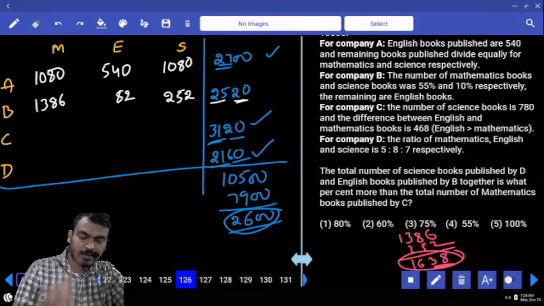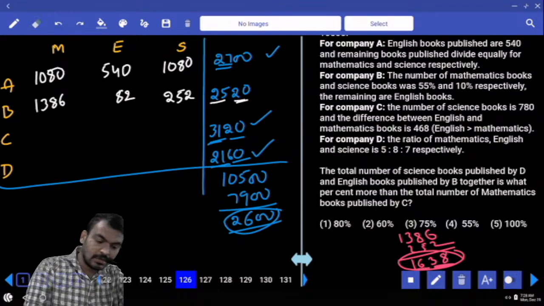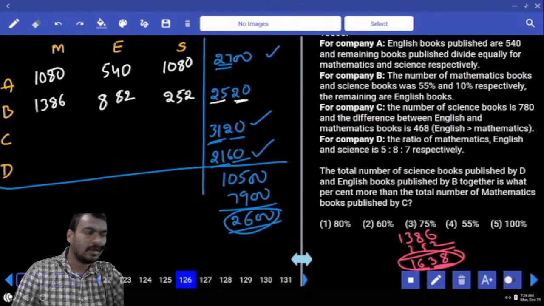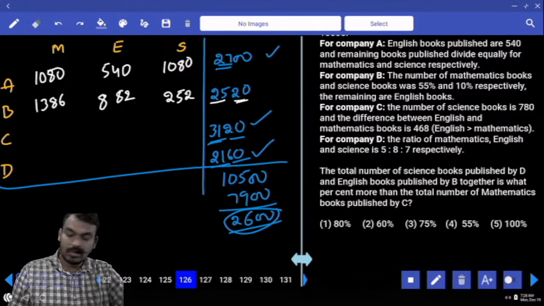25 we are subtracting, already 1. Remaining 24. 24 minus 16, 8. So 882. Next, company C. What is the company C?